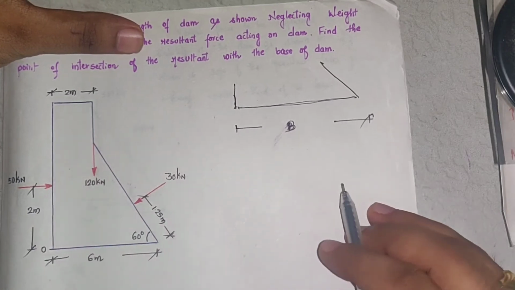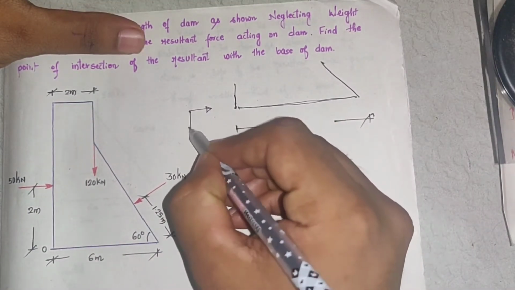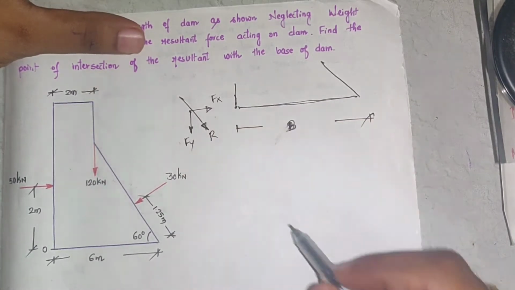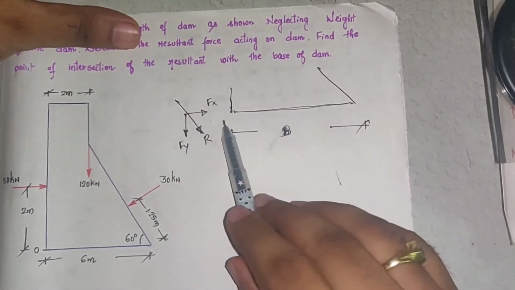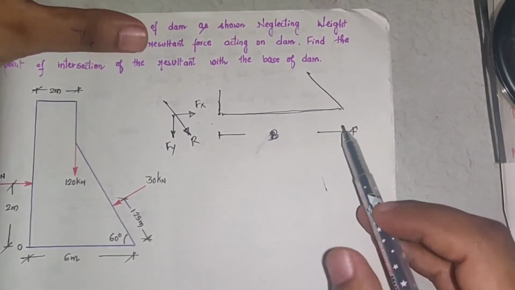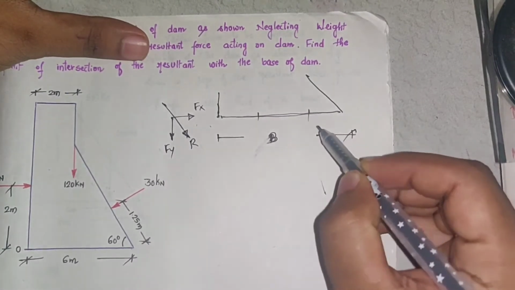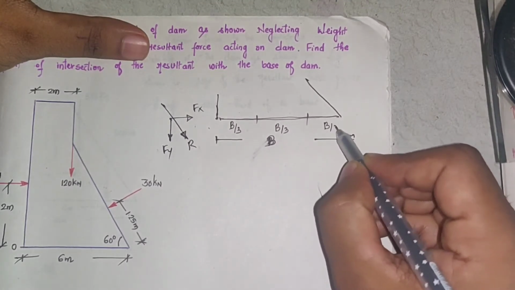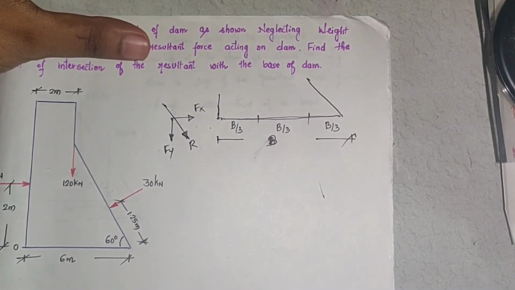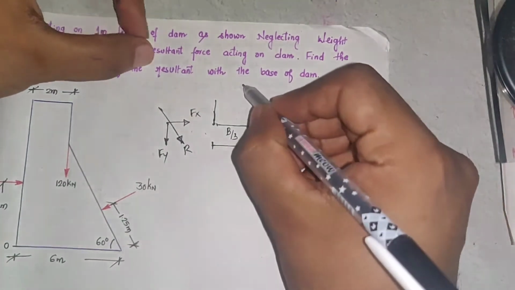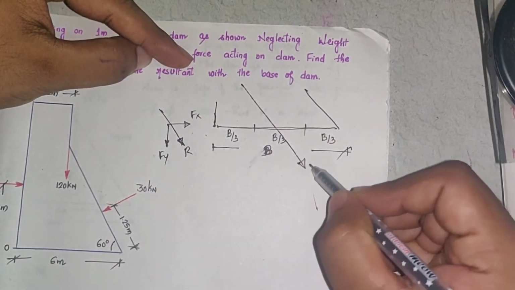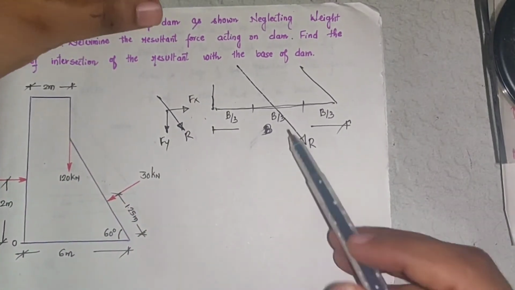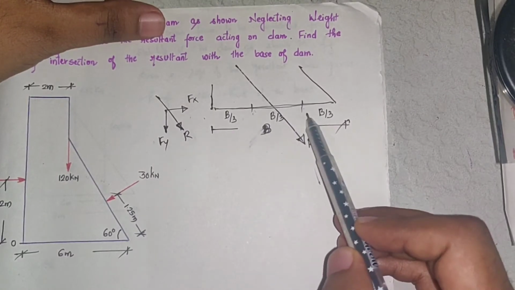If the base is taken as B, then the resultant of all the forces, that is when you find Fx and Fy, the resultant of this Fx and Fy should pass within this base width B such that if I divide this base into three parts, this is 1/3 of B, this is 1/3 of B, and this is 1/3 of B, the resultant should pass like this.